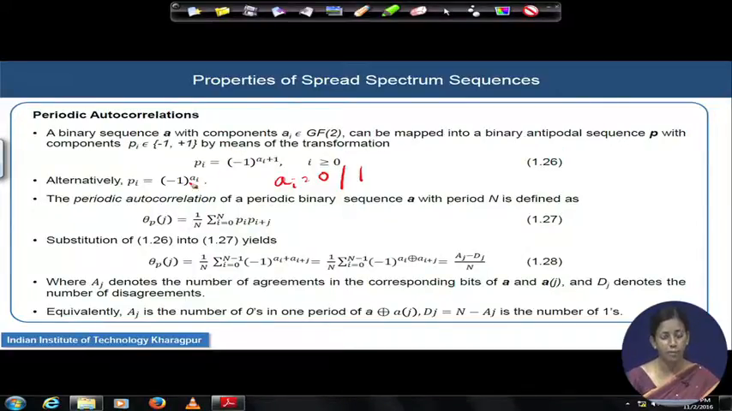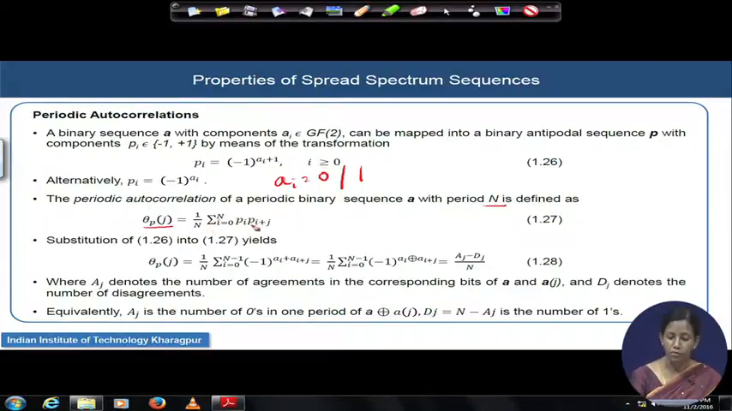Now, when we talk about the periodic autocorrelation of the periodic binary sequence A, we consider that the period associated with this binary sequence A is capital N, and we can now define the periodic autocorrelation of P, for a shift j, as the average over 1 by N of Pi times Pi plus j. So, Pi is one set, Pi plus j is a version of this shifted by j, and this is the periodic autocorrelation function for the period of capital N.